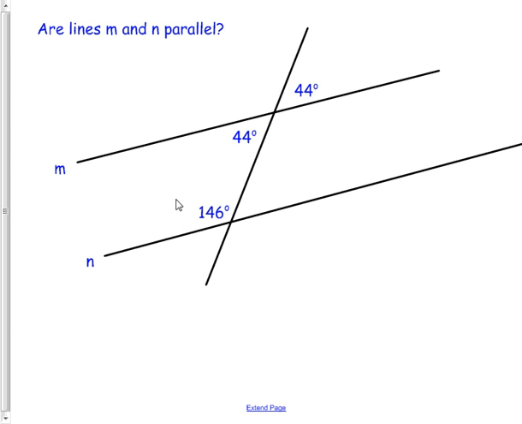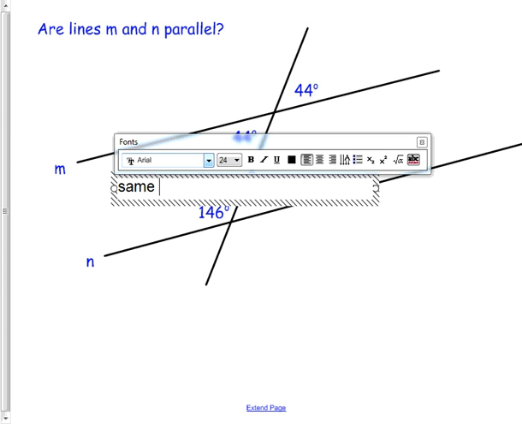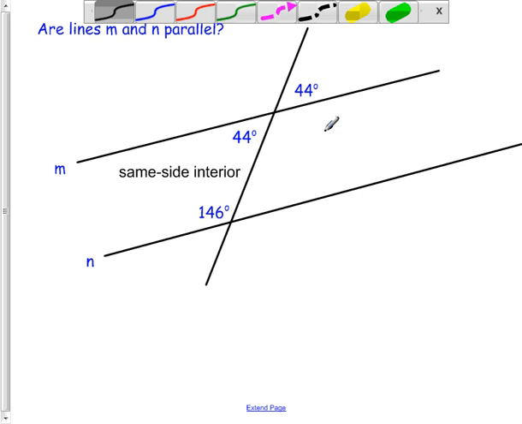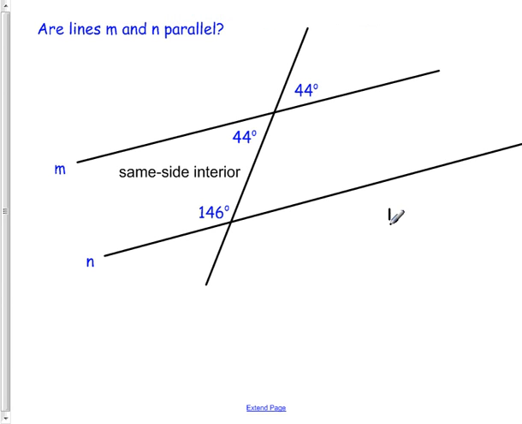These angles in here are called same side interior. So let's write that down here. Same side interior. If 44 and 146 are same side interior angles, and we want to show that these two lines are parallel, then these two angles have to add up to 180 because they have to be supplementary. So let's add those up. I'll grab my pen and go 44 plus 146. And guess what? We get 180. Oh, not 180. We get 190 in this case. So these two add up to 190.